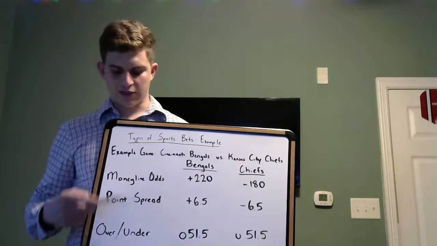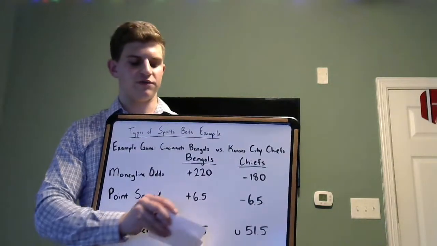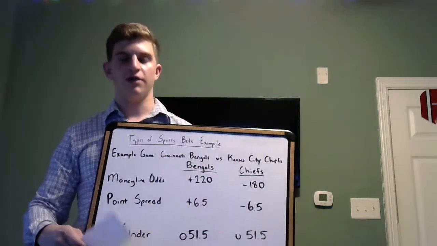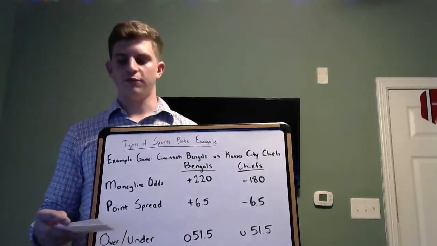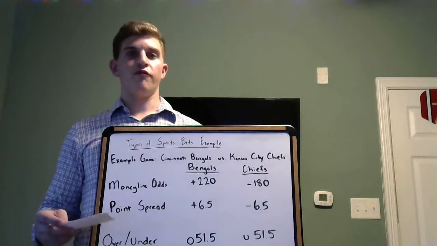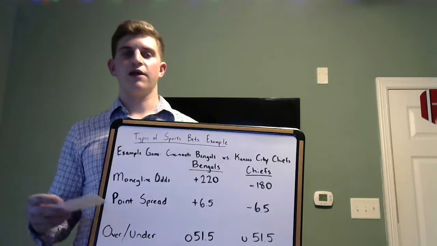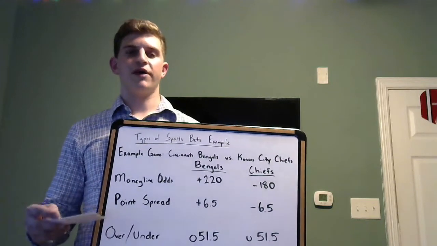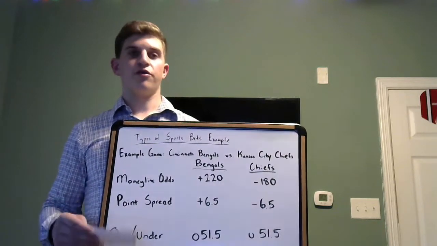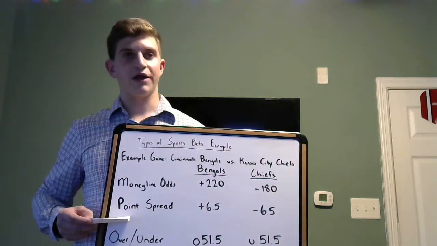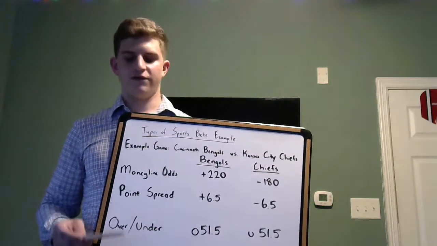Now, while these three bets do not cover all types of sports bets, they do encompass the three most common sports bets on any platform. The goal for today was to give a basic introduction to sports betting and the common types of bets a person can place. The three most common, as we've discussed, are moneyline odds, point spreads, and over-under bets.